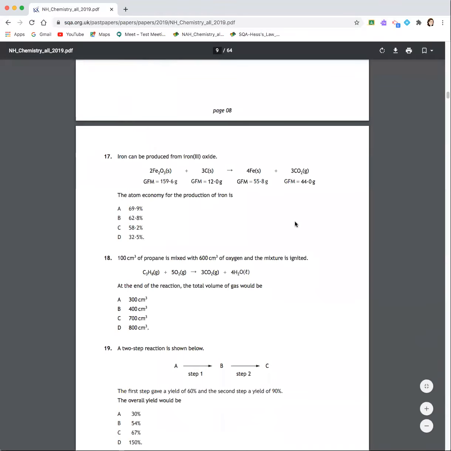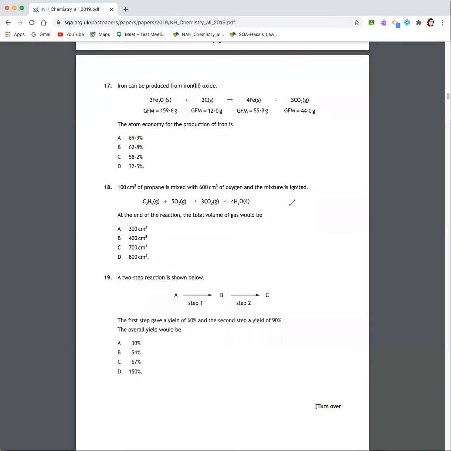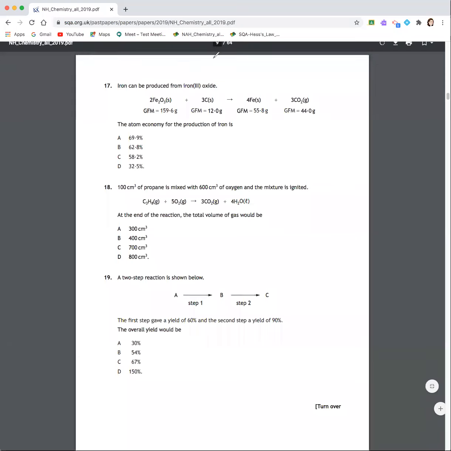And question 17, atom economy. So you get the equation for this in the data booklet, on the contents page. So the equation is the mass of desired products over total mass of reactants times by 100.